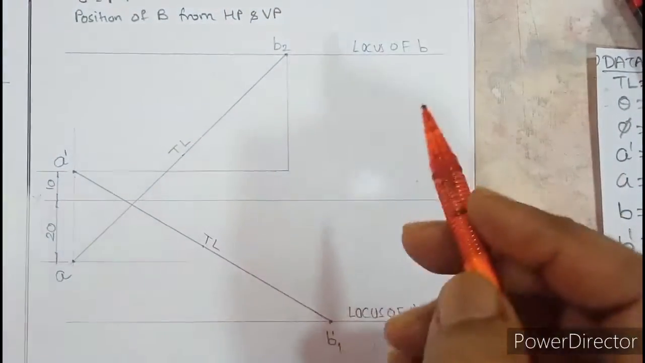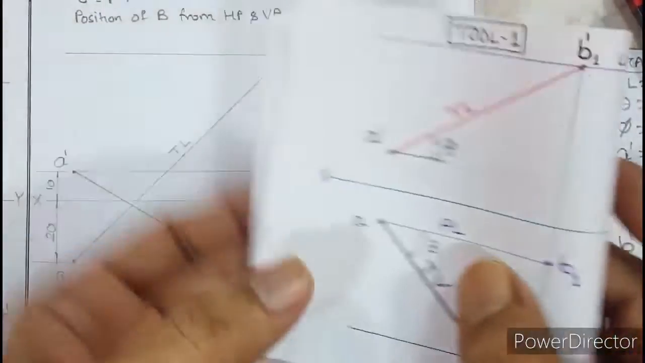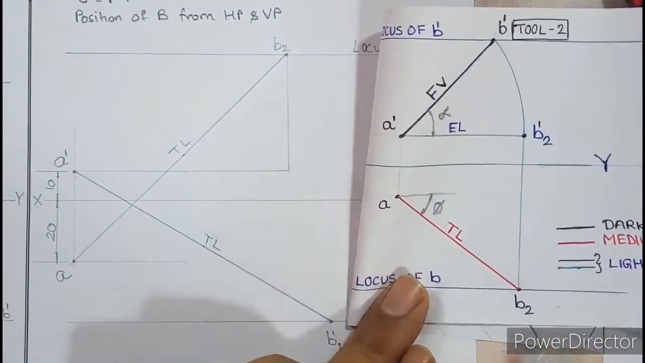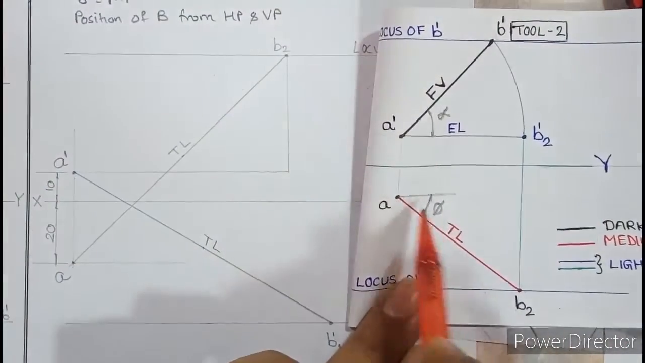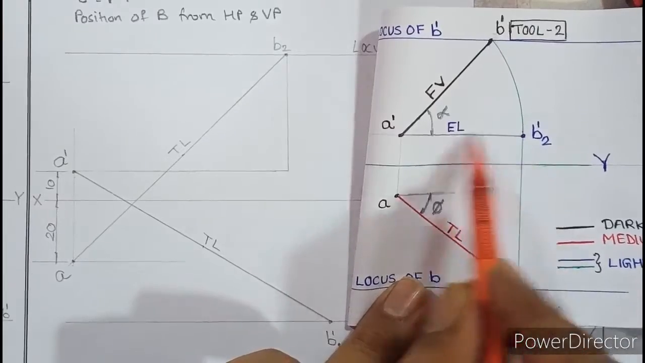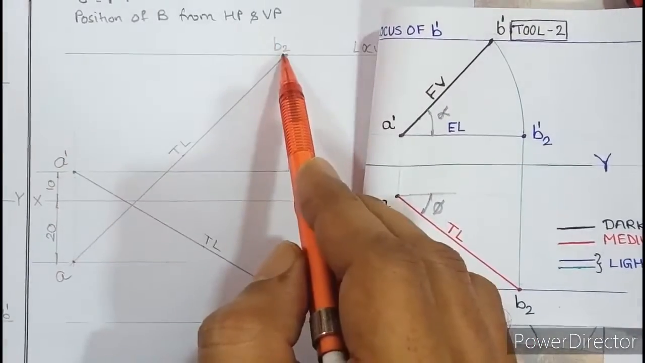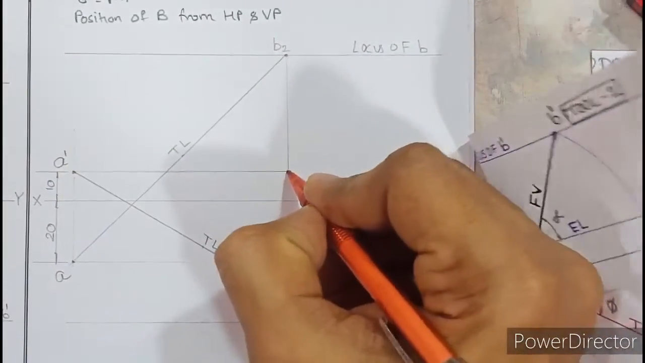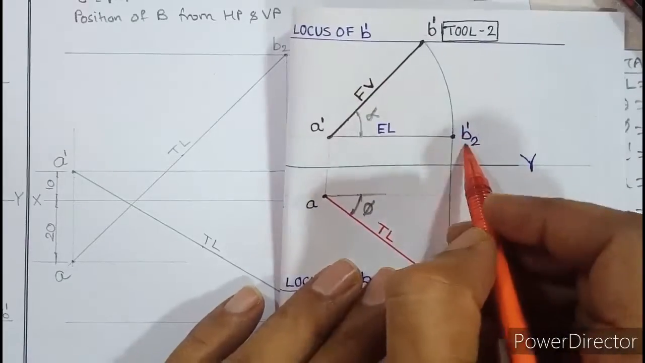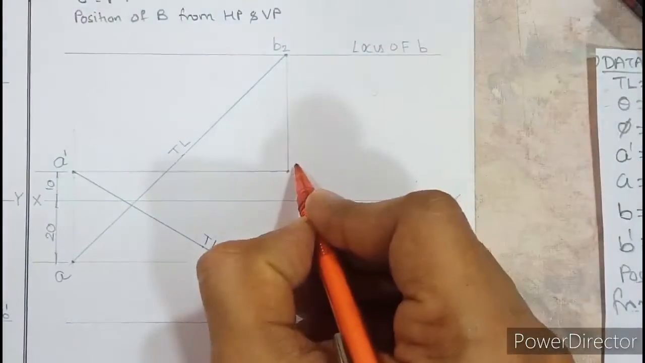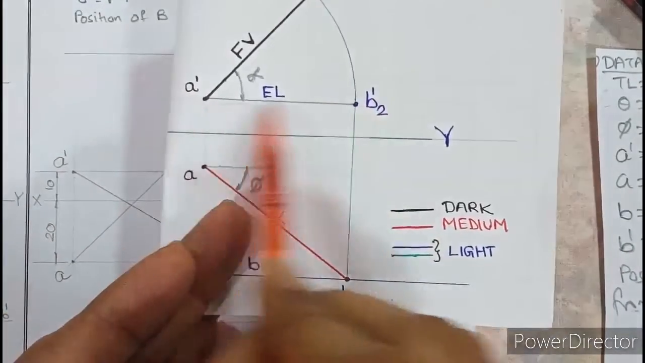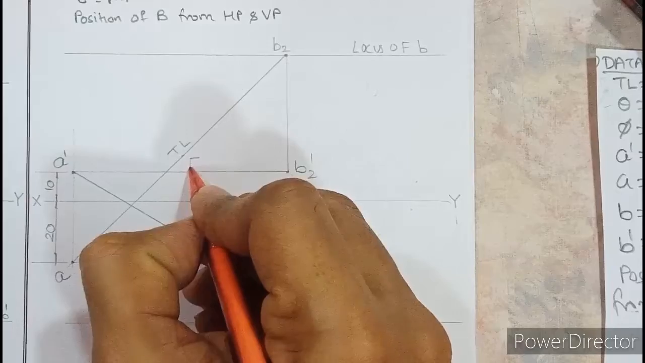So see, once again compare this with the tool. What does the tool say? Project AB2. So project B2 till the level of A dash. Same thing you have to do. This is A, this is B2. Project B2 till the level of A dash, and you have to stop here. As per the tool, the name of the point is B2 dash. So we have to name B2 dash here. What is A dash B2 dash called? A dash B2 dash is called elevation length. So we should write EL.